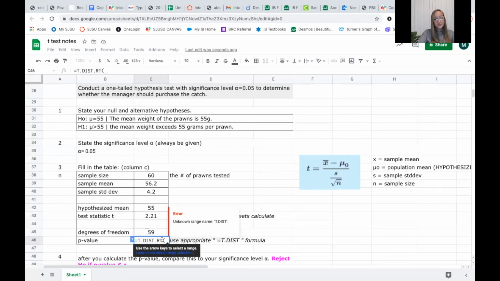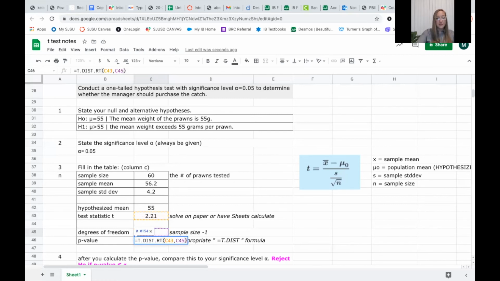Once I have the correct formula, all that I have to enter within it is the test statistic t, so that value that we calculated, and then comma, degrees of freedom. And then I'm going to close the parentheses for the formula and hit enter. And then I get my p-value of 0.0154.